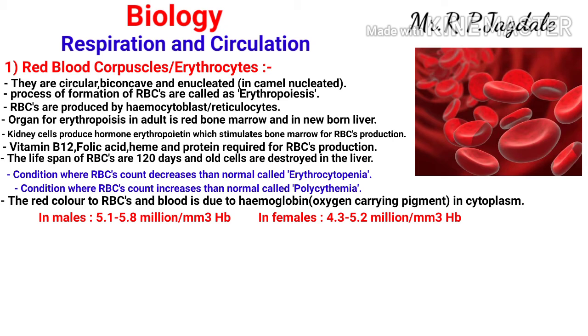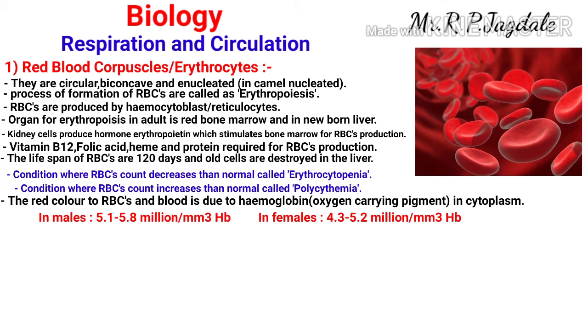Okay, in males it is 5.1 to 5.1 million per mm cube, and in the female it is 4.2 to 5.2 million per mm cube. So there is a difference between the males and females.